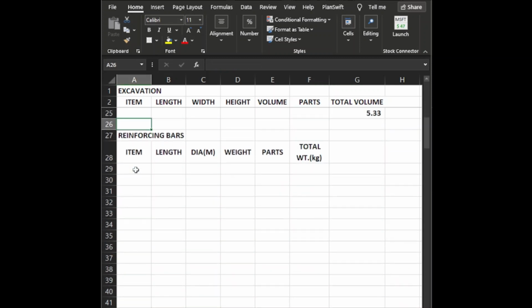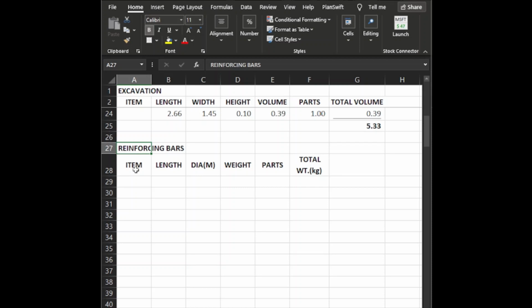So the next item that we are going to take up is reinforcing bars. For this item, we need the total weight of the reinforcing bars that we are going to use in the project. So all the reinforcing bars, we will compute in kilograms. So we will start with the footing.